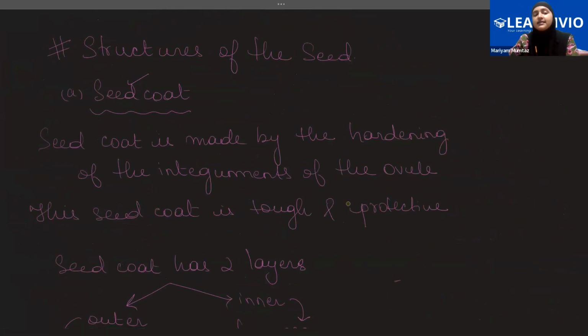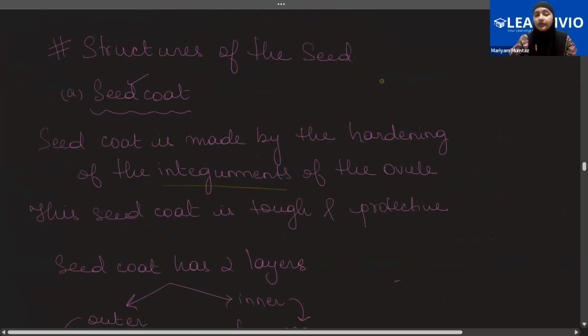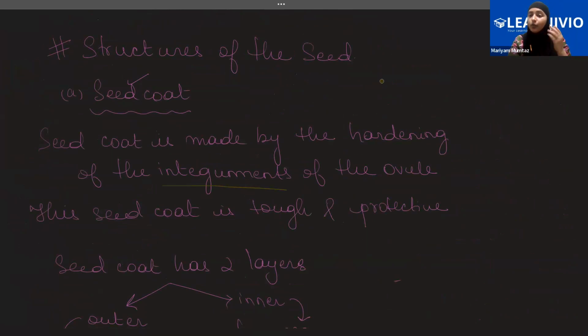Now the seed has a seed coat. Seed coat is the hard outer covering, and that forms a very protective layer for the seed. Seed coat is made by the hardening of the integuments of the ovule. The integuments that were present in the mature ovule, now what is their function? They become the seed coat.